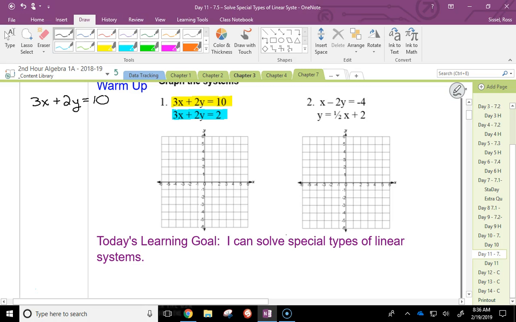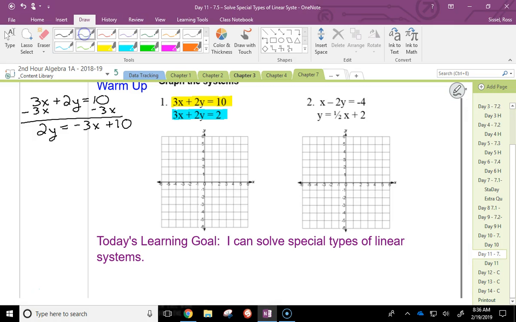Let's open up your notes so you can follow along, please. I'm going to subtract 3x from both sides of my equation. I'd have 2y equals negative 3x plus 10. That should have been no problem. We've done that a number of times. I now have to get y by itself, so I divide this by 2. And I would get y equals negative 3 divided by 2x. I can leave it as a fraction. That's okay. And 10 divided by 2 is 5.